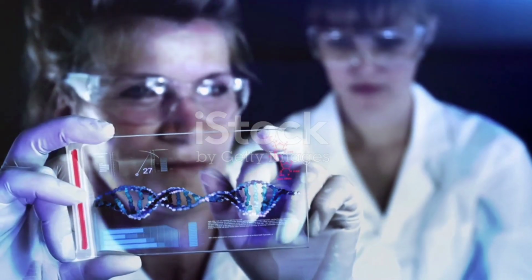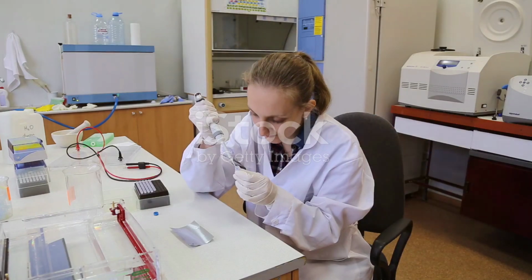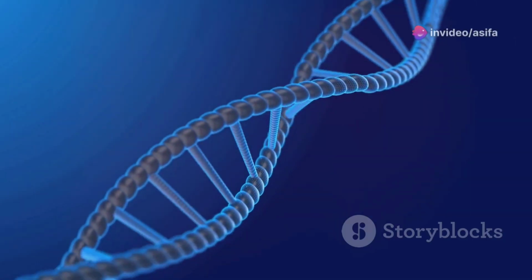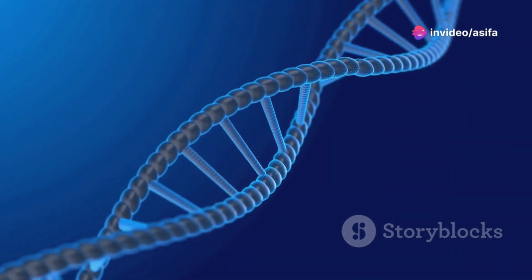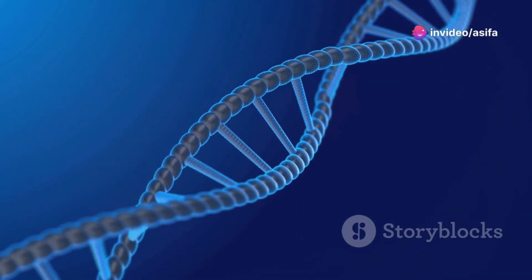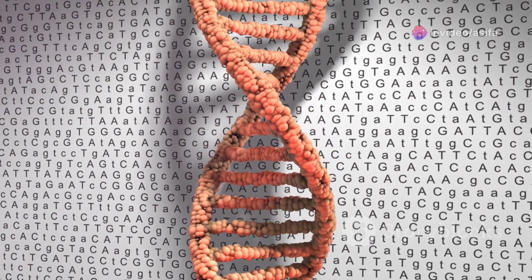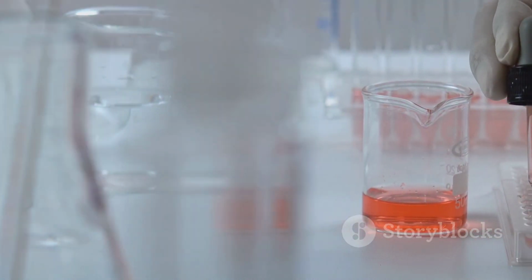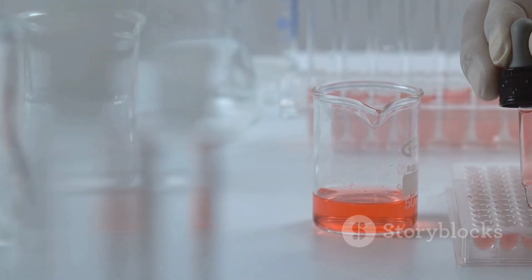Section 5. Building blocks of life. With the primer in place, DNA polymerase begins its work. It reads the sequence of bases on the template strand and adds complementary nucleotides to the new strand. Remember, A always pairs with T, and G always pairs with C. This ensures that the new DNA strand is an exact copy of the original.